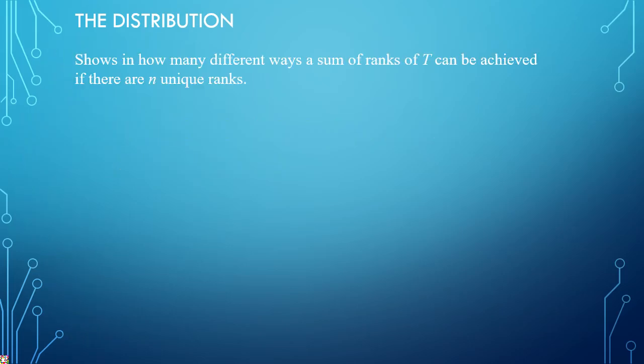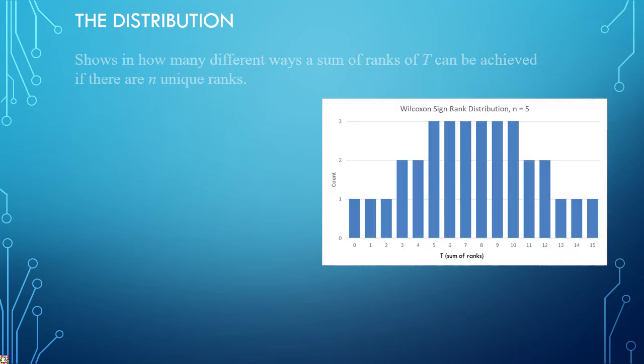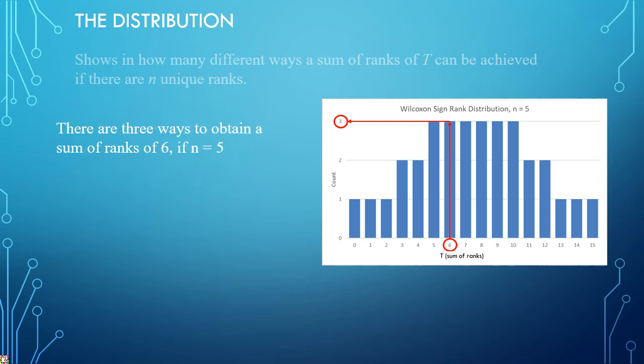This distribution is showing how many different ways you can get a sum of ranks of a specific value, t, usually defined. You can actually get it if there are n unique ranks. So if you have ranks going from 1 to n, the distribution will then look something like this, for example, when n equals 5. And therefore, if we have our t value at 6, for example, we can then see from this distribution that there are 3 different ways to obtain a sum of those ranks of 6.